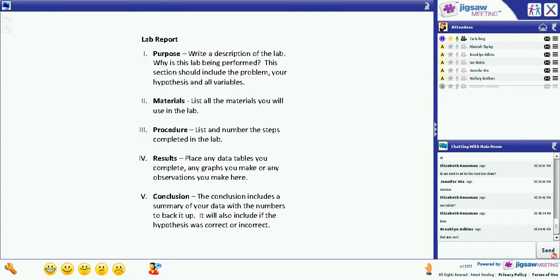Then you are going to, for Roman numeral 2, list the materials that you use in the lab. Then you are going to write your procedure. What did you do? Then in step 4, you are going to write your results. That's where you're going to put your data. And in step 5, you're going to write your conclusion.